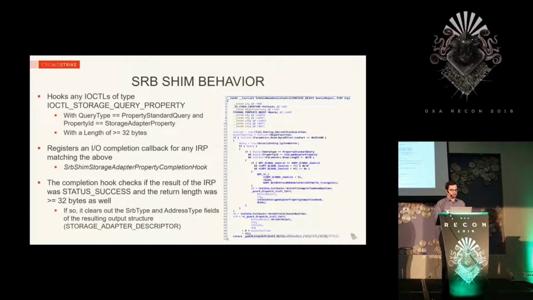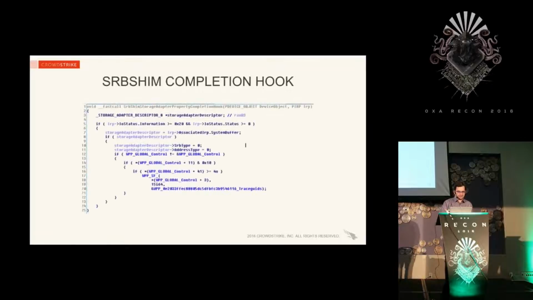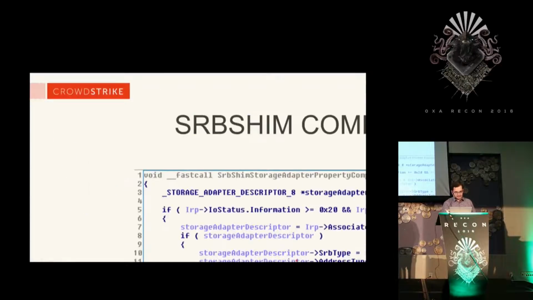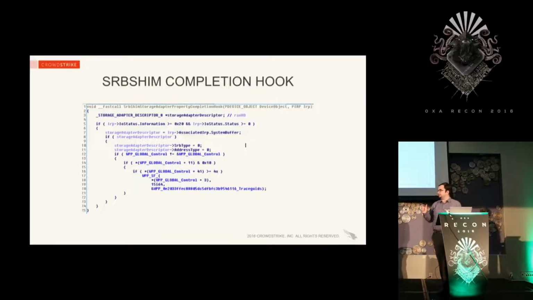In the completion hook, what does it do? Well, it basically checks, again, did we return 32 bytes or more, and did we return it successfully? And if so, we're going to go in and edit the actual SRB type and address type field, and we're going to set it to 0. So basically, we override this legitimate valid data that we received with zeros. So that's kind of interesting. Why are we doing this to poor store ahci.sys? Why are we clearing out these bottom two fields that were legitimately returned?